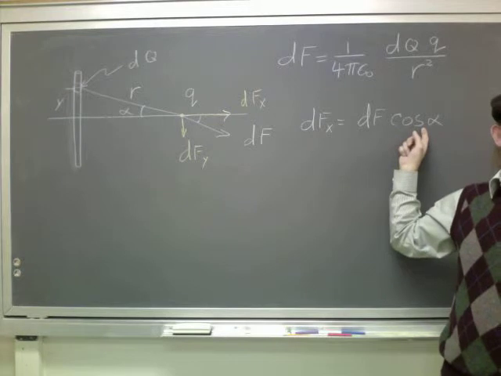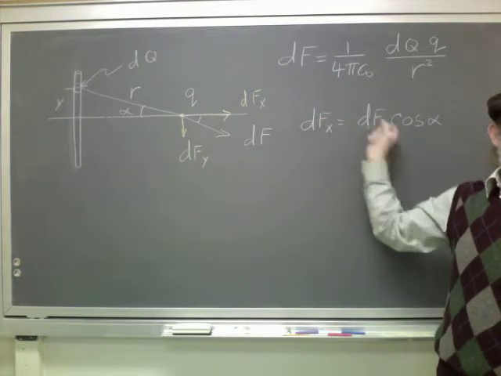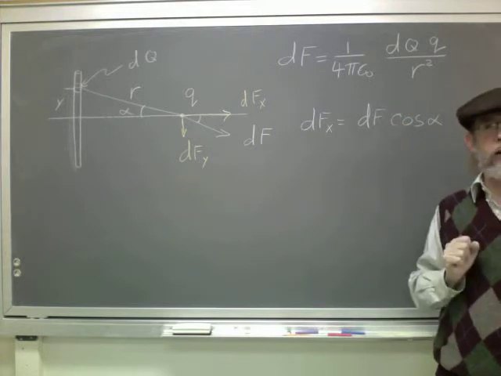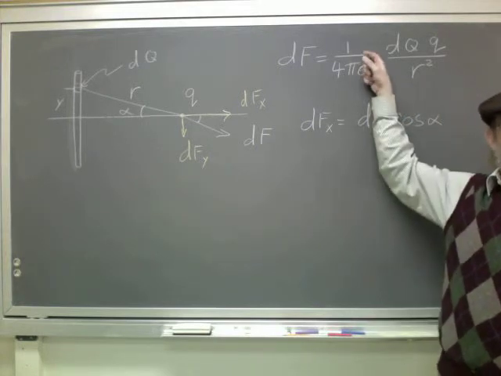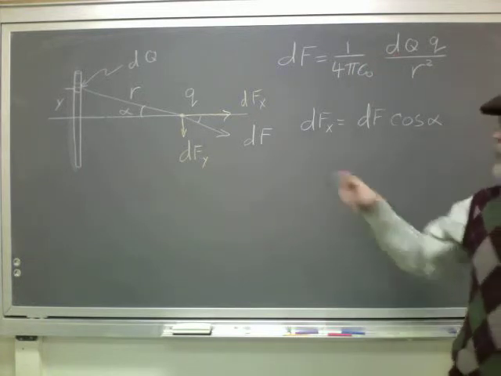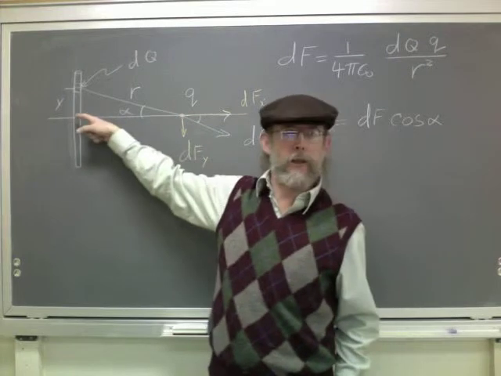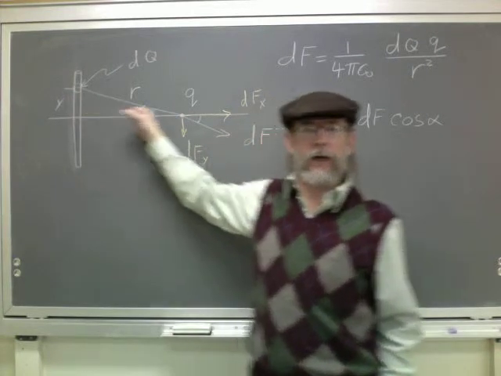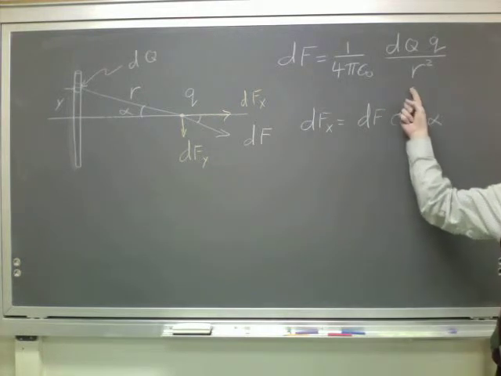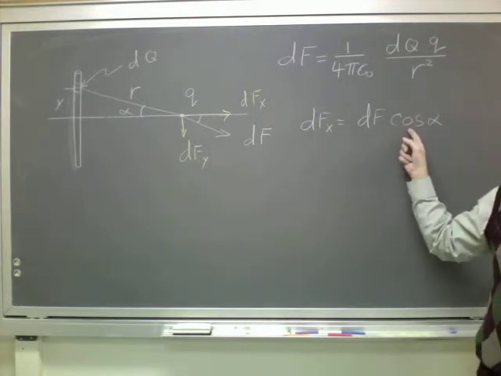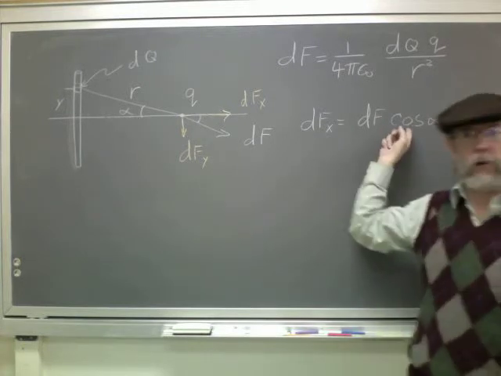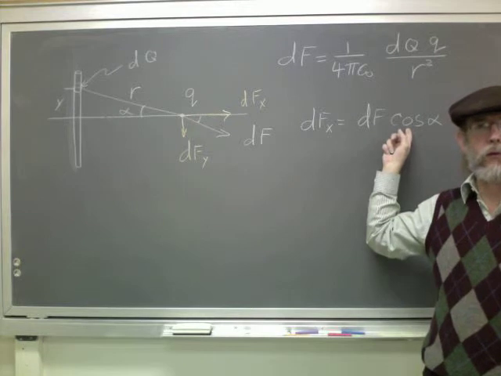Cosine alpha can be written in terms of r and x, and so I have descriptions for all of these things. We're going to bring all of that together. The only thing that remains is the dq, and I want to talk to you about that. So the variable that's adjustable here is y, and I have now r written in terms of x and y, and cosine alpha written in terms of x and y. So actually both of these variables can be put in terms of y.